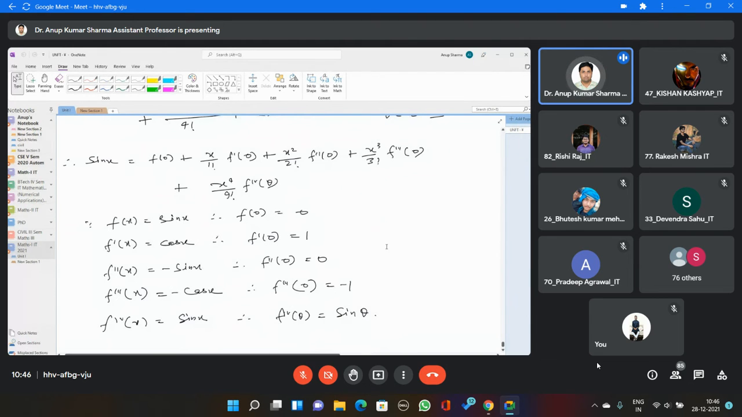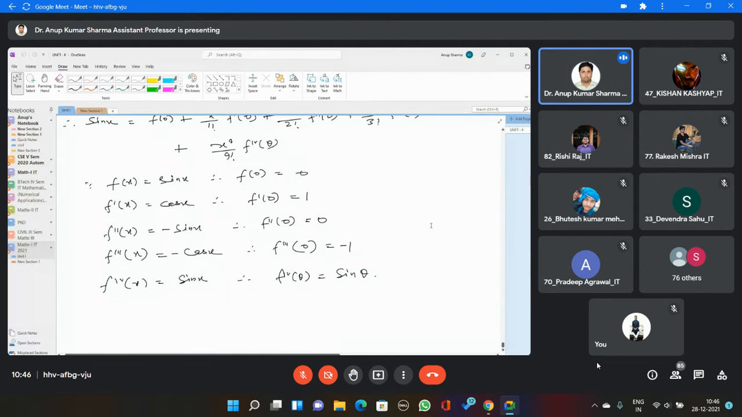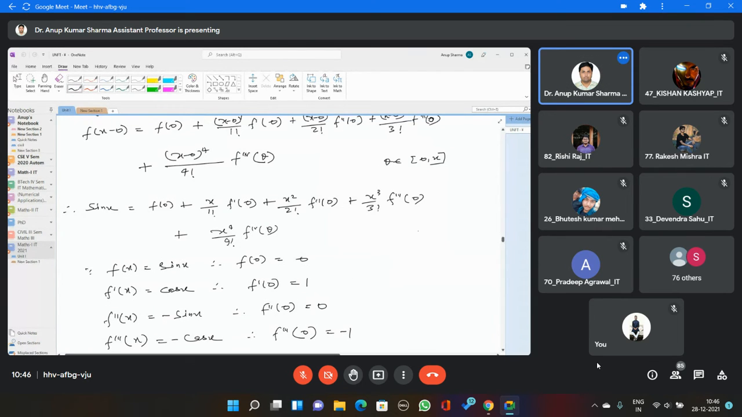Okay, so we have calculated all these derivatives at the given point x is equal to 0. Okay, next what we do, we take all these values. So using the above values in the equation, call it equation number 1.